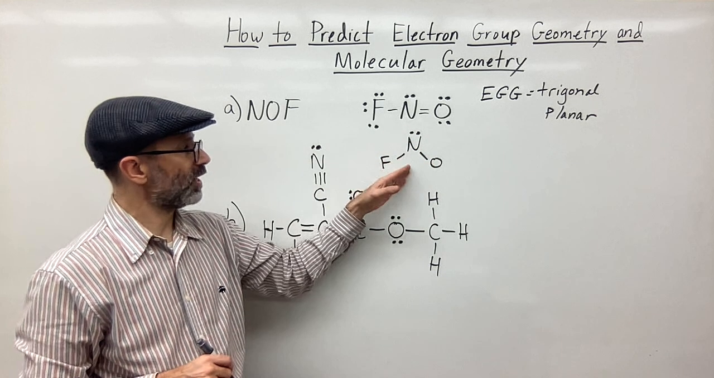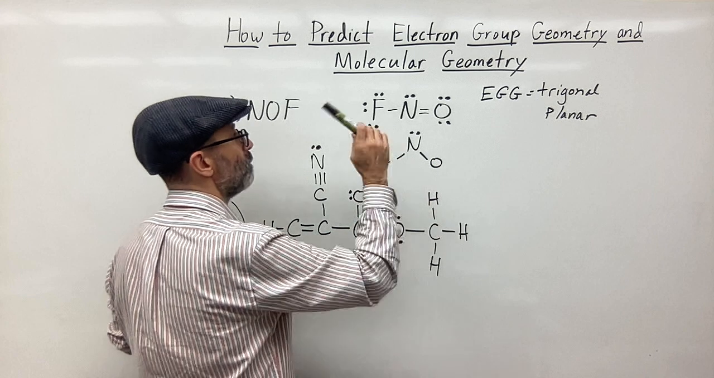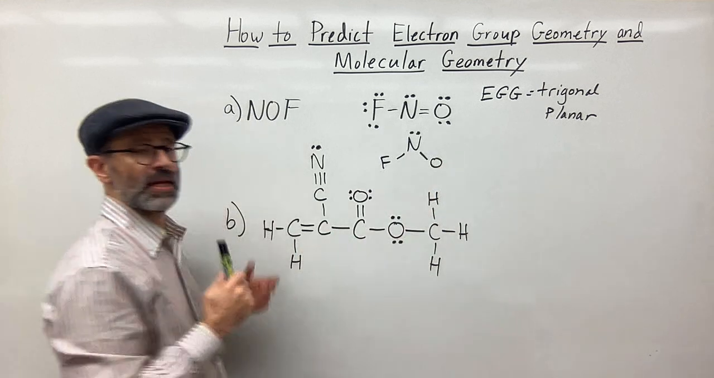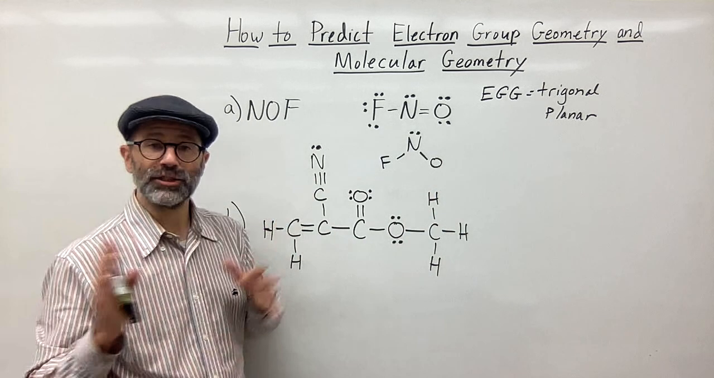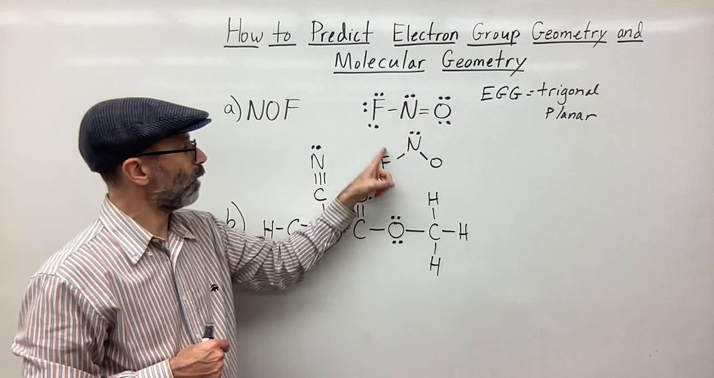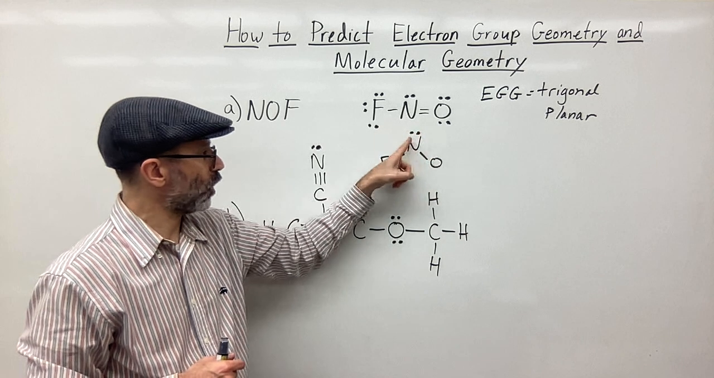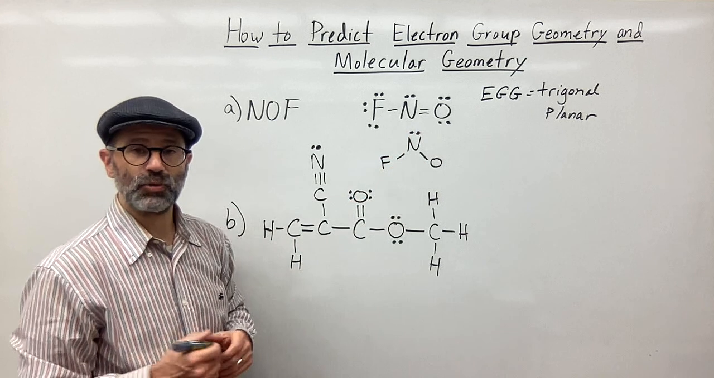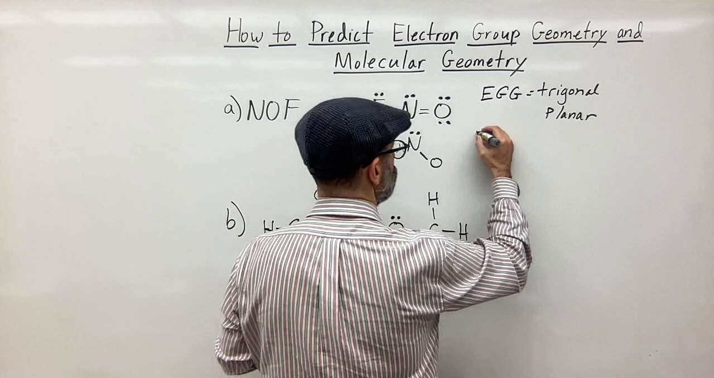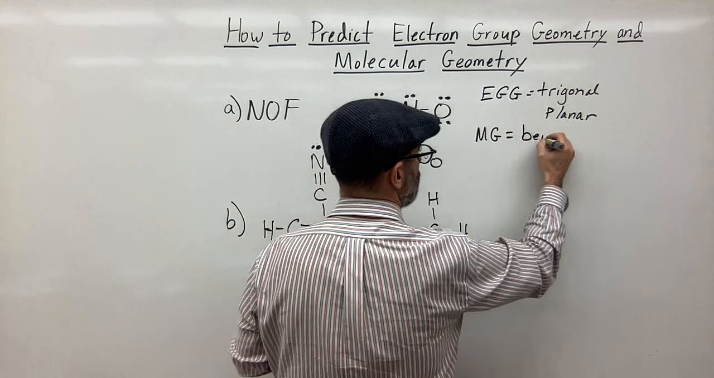So for the molecular geometry, we're only looking at the bonded atoms and what they look like. In this case, if you look on your table for molecular geometry, how many total electron groups do I have? I have 3, with 1 lone pair and 2 bonding pairs. In that situation, your molecular geometry is going to be bent. So I'll put MG for molecular geometry or shape. That's going to be bent.